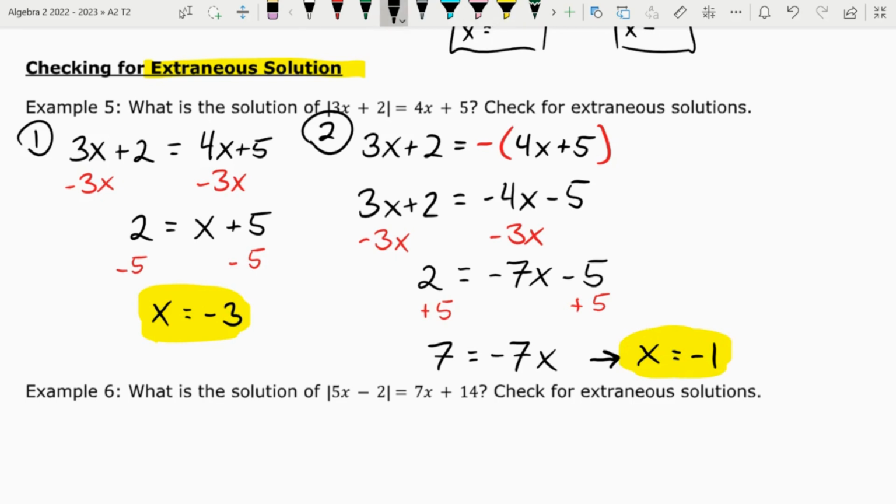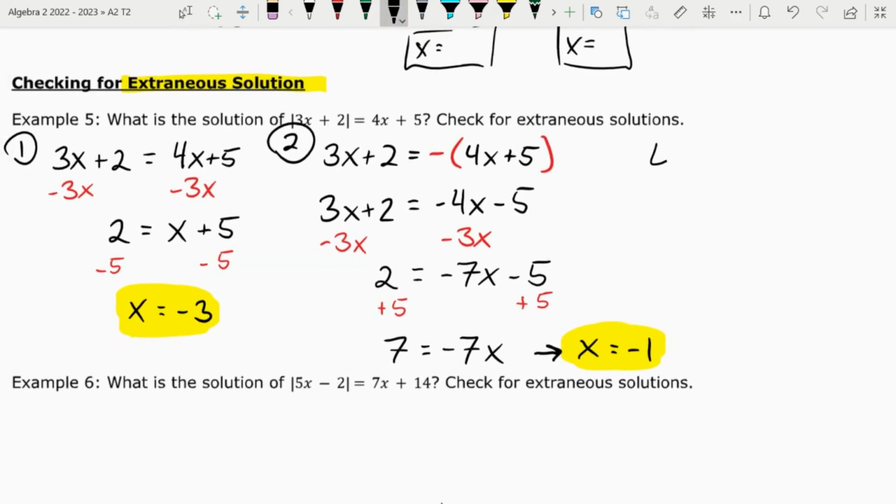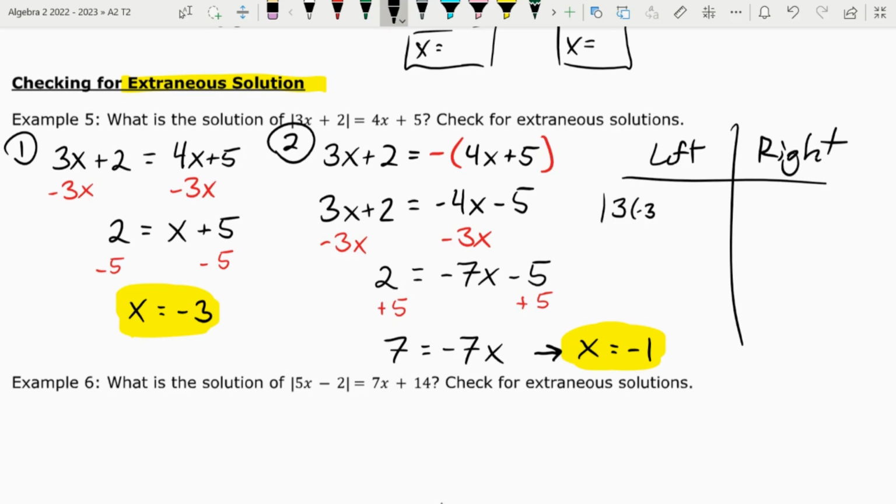Okay, the way we do this is by plugging it into the left side and the right side. Okay, in my first solution, if we plug in negative 3 to the left side, we get absolute value of 3 times negative 3 plus 2, which is equal to, let's see, 3 times negative 3 would be negative 9 plus 2. Negative 9 plus 2 would be negative 7, and the absolute value of negative 7 would be positive 7.